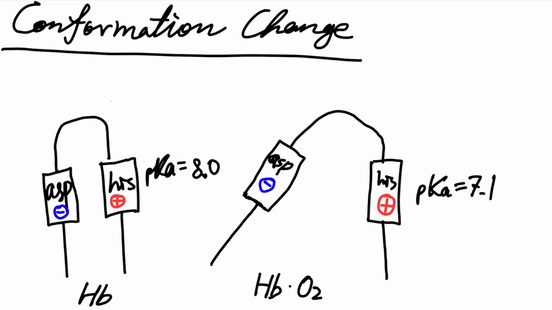In the deoxyhemoglobin, the histidine is held tightly against the negatively charged aspartate. This environment makes the histidine more likely to accept a proton. Therefore, in this case, the pKa of histidine is 8.0, which is relatively high. On the other hand, in the oxyhemoglobin, the histidine is no longer held tightly against the negatively charged aspartate. Consequently, its pKa value drops to 7.1.